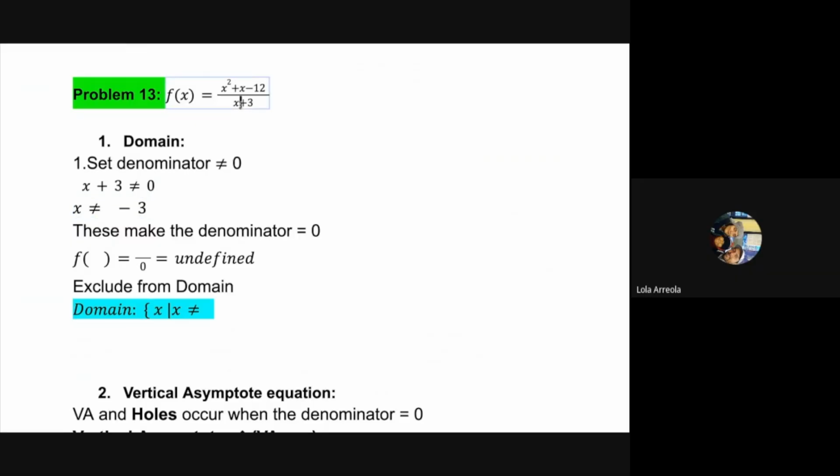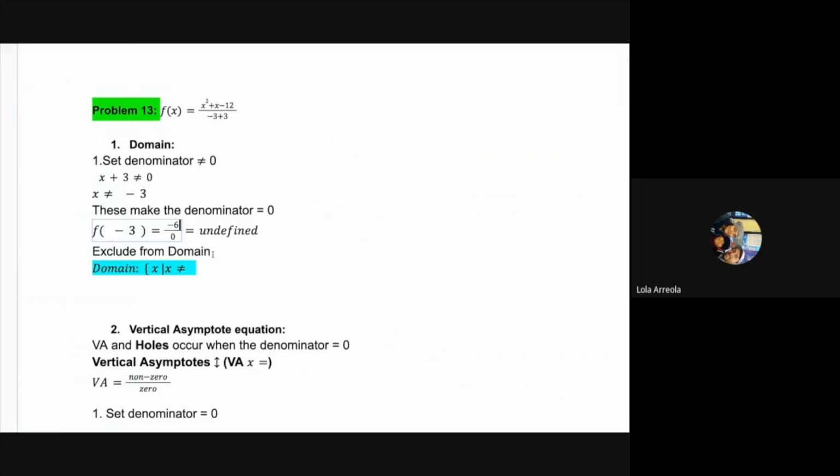Notice if I plug in -3 in my denominator, I'm going to get some number up top. It doesn't really matter. But if my denominator is equal to 0, that is a problem. Why? Because f of -3 is -3 plus 3, which is 0. Then -3 squared is 9, minus 3 is 6, minus 12 is -6. That's why we're excluding it from the domain. So x cannot equal -3 for this one.